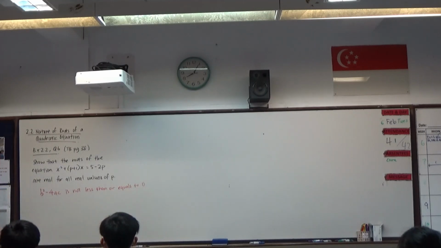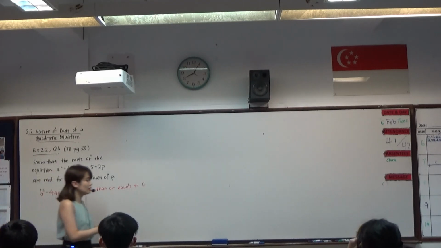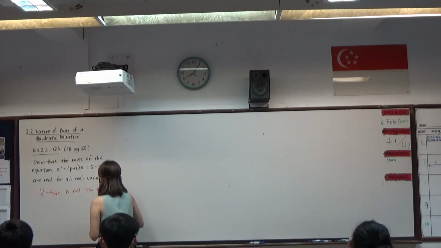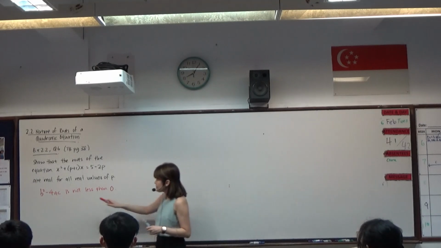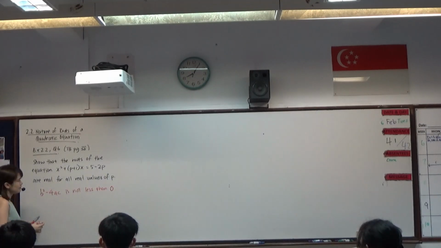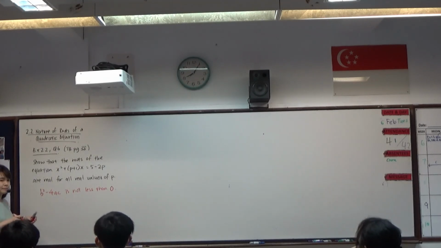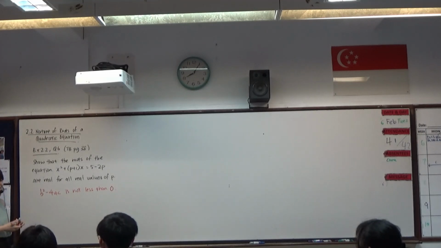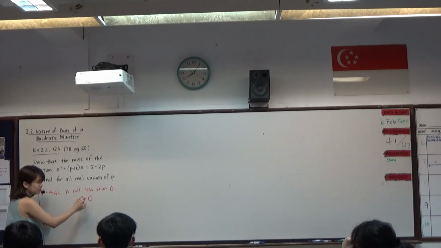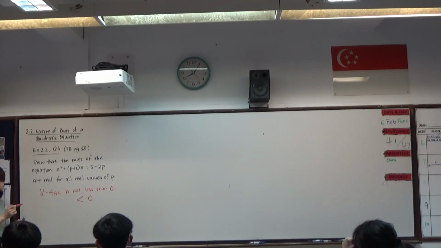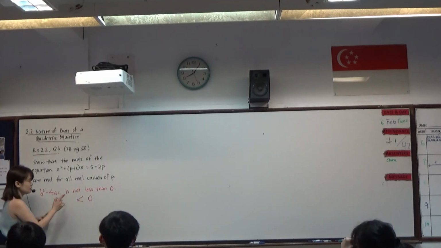How do you get that? It's not less than 0. Okay, why do you say that? Wait, not less than 0. What inequality sign are you expecting it to be? What's the word for it? Smaller than. So discriminant, smaller than 0. But you say not less than that. Less than. So you don't want the not word.